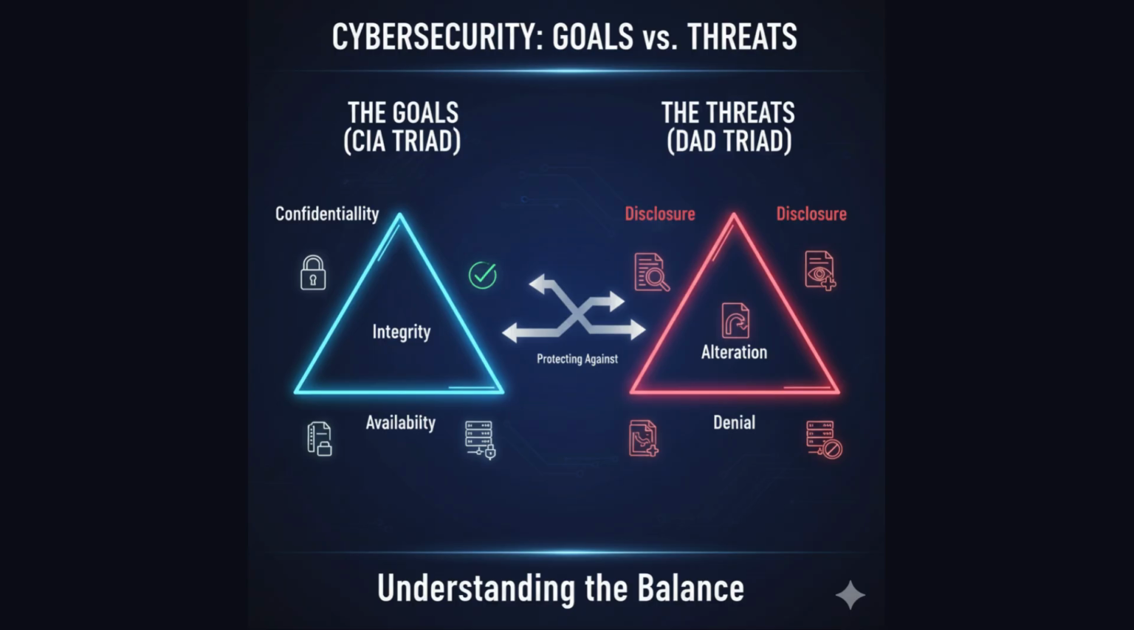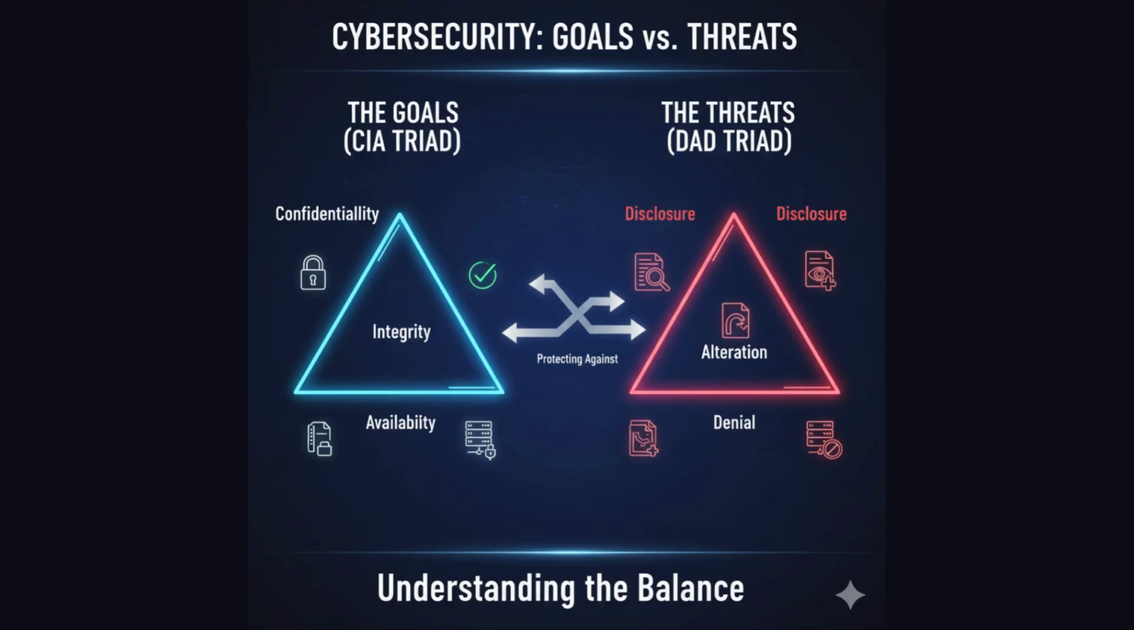Alright, let's learn the second crucial model, the DAD Triad. We already mastered the CIA Triad: confidentiality, integrity, and availability. These are the security goals we try to achieve. The DAD Triad is the perfect complement because it describes the 3 key threats that attack our CIA goals.